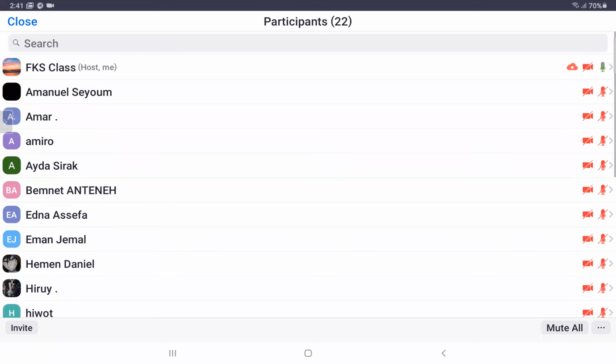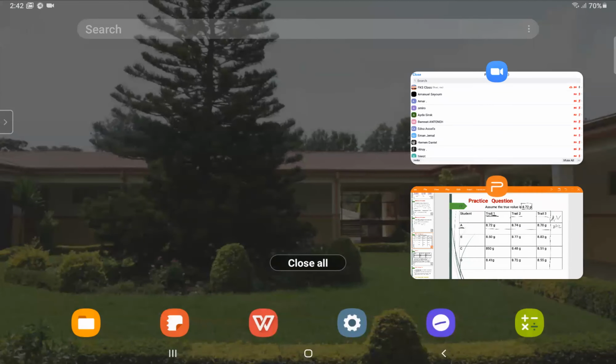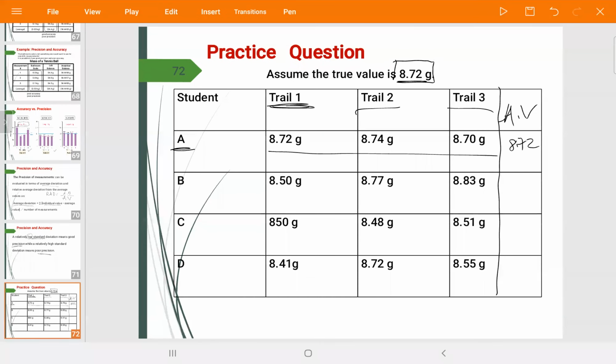Am I clear? So who can tell me the average value of B?